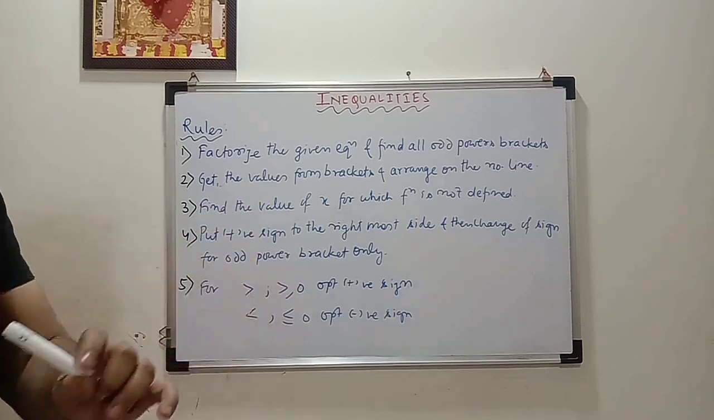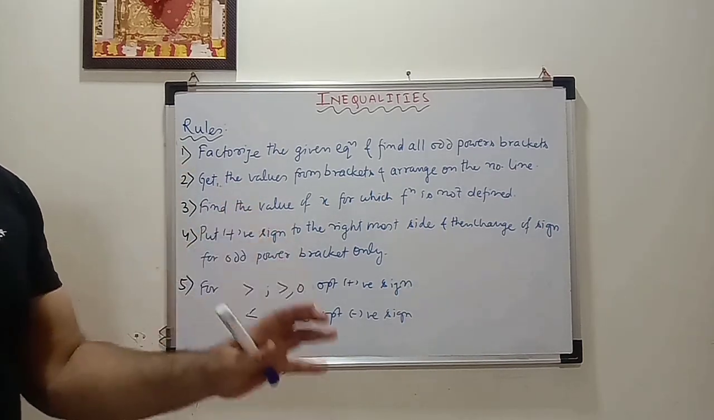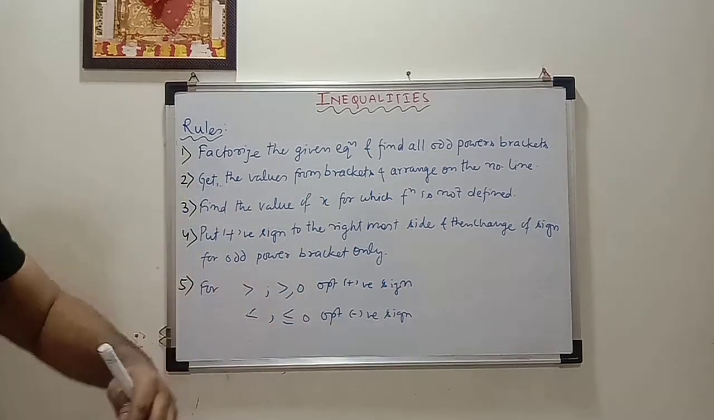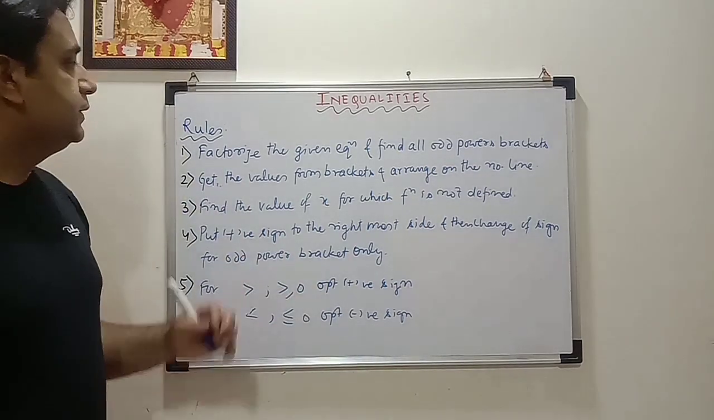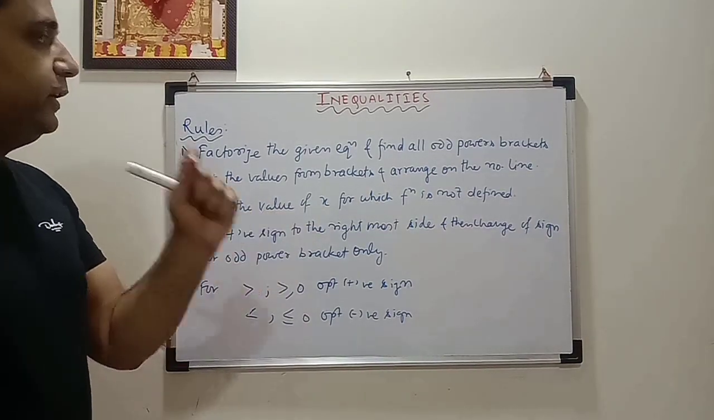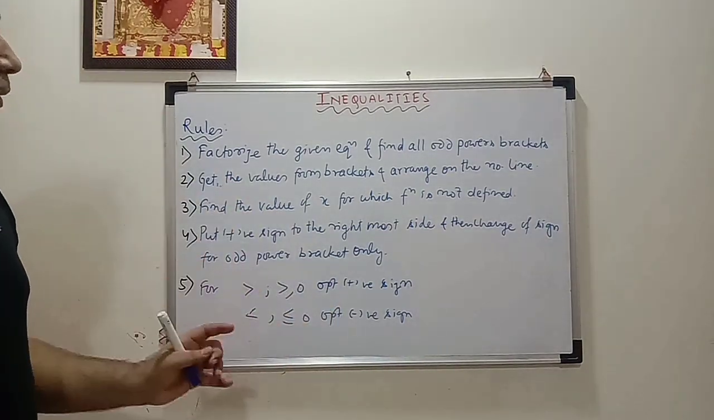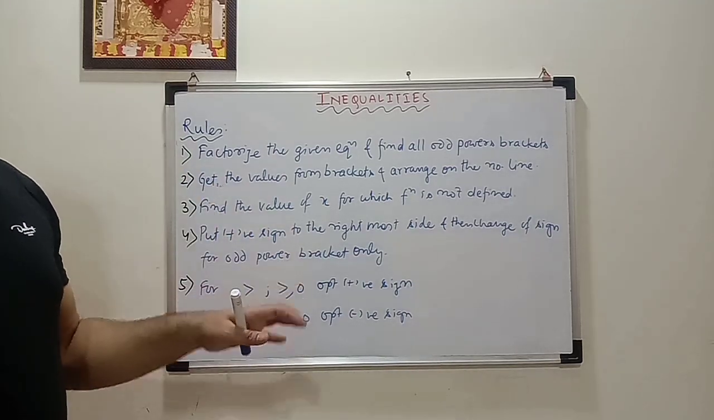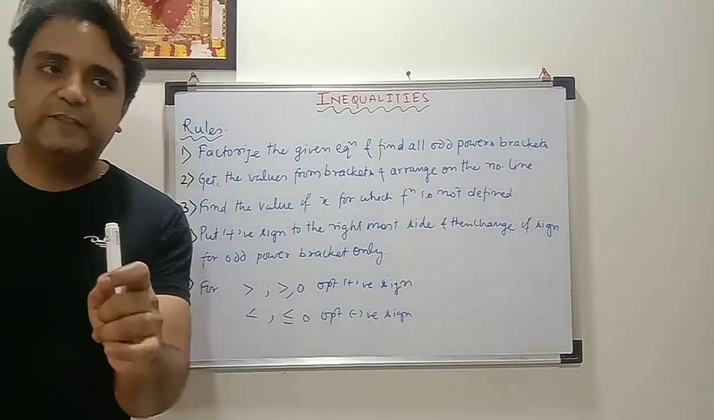So I hope you understood. You are given some expressions, some functions, and for that we have to find the value of some variable, say x. So what is the first step? We need to factorize that. Second is what? Get the values from the brackets and arrange them on the number line. That is the very basic rule.